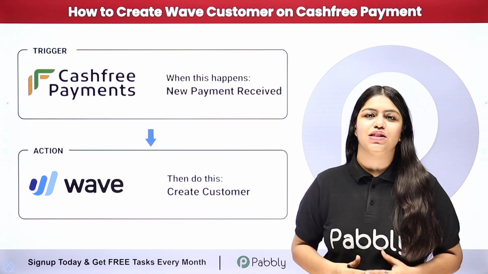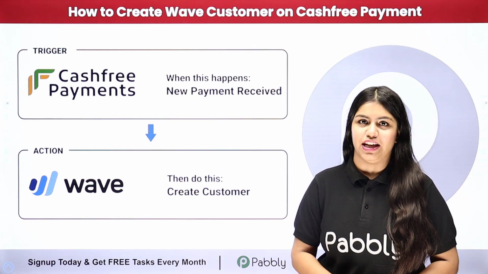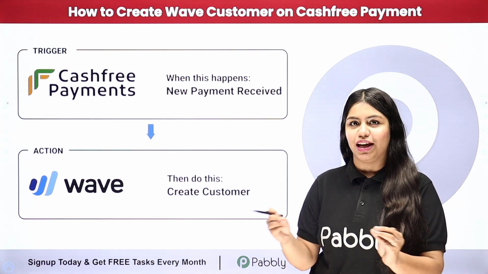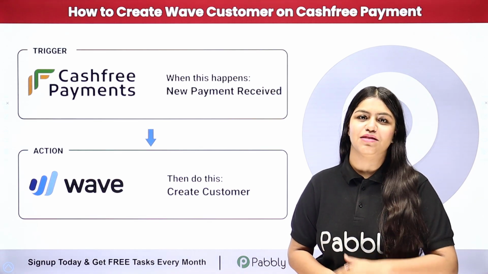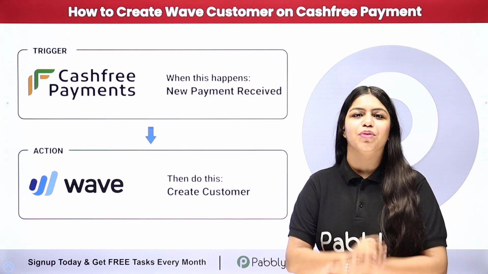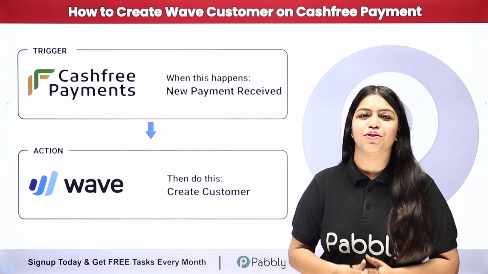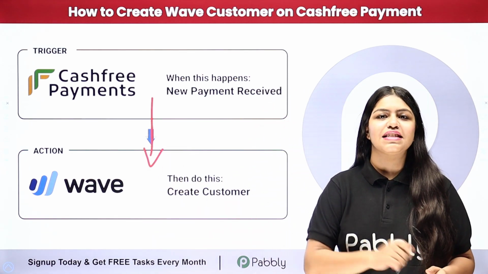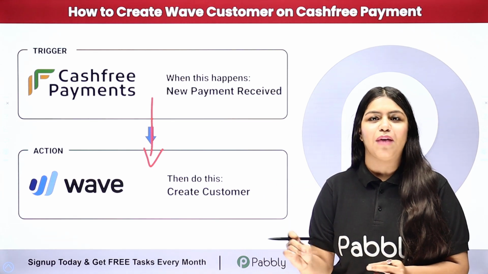Here I'm running an Edutech company and we sell our courses online with the help of Cashfree. Now what I want is that as soon as someone purchases my course with the help of Cashfree, automatically, with the help of these same customer details, a new customer should be created in my Wave account too. To do this, we are simply going to create a connection between Cashfree payments and Wave. To create this connection without knowing any programming or coding language, we are going to use Pabbly Connect.